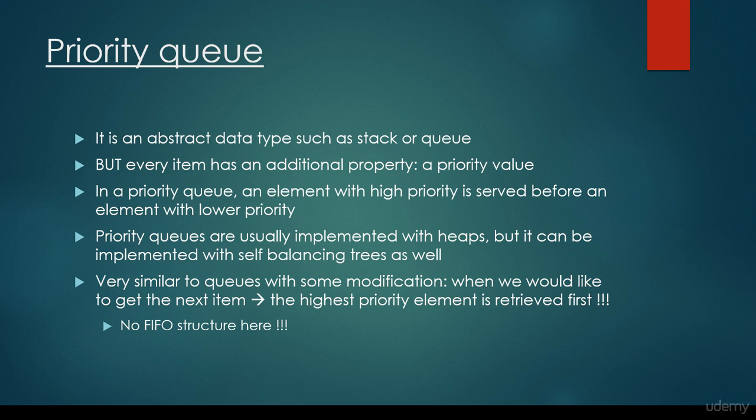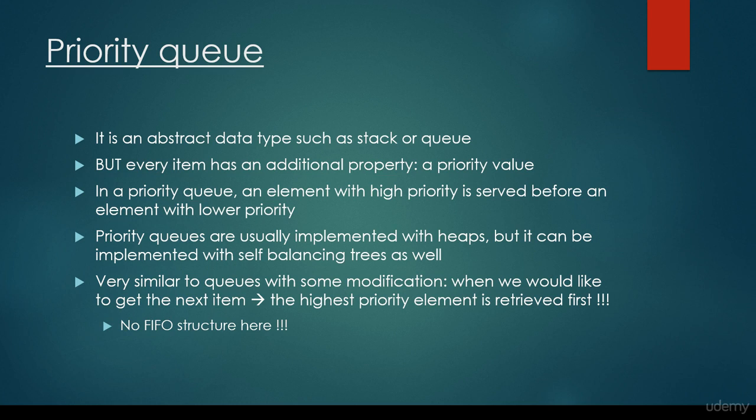And this is the same for heaps. We usually have a one-dimensional array as the underlying data structure. We could use a linked list as well, but we usually use one-dimensional arrays. And we have the abstract data type, the so-called specification that defines the behavior, and this is the so-called priority queue. Okay, so we have an additional property, the priority value, and in a priority queue, an element with high priority is served before an element with lower priority. So this priority is going to be very important.